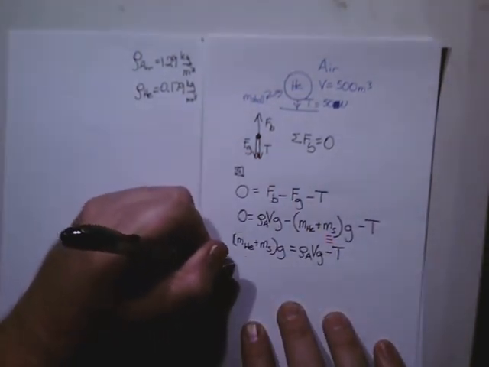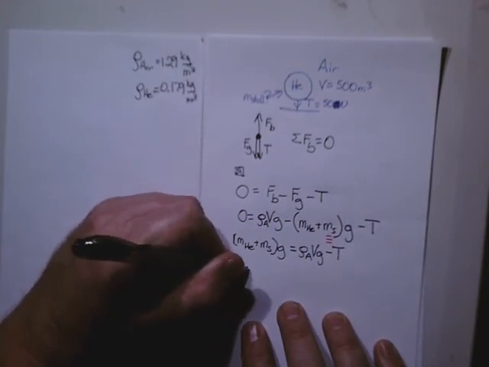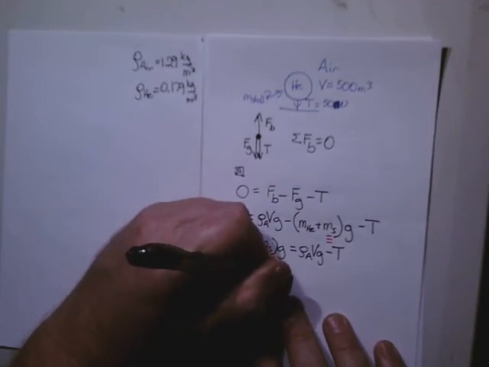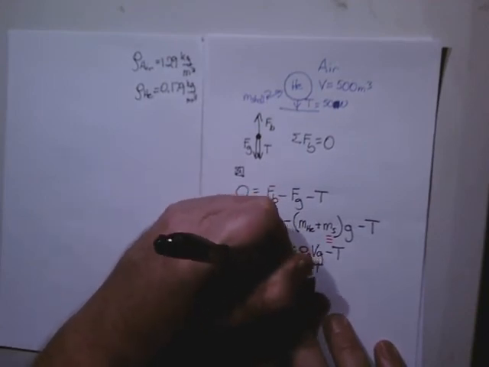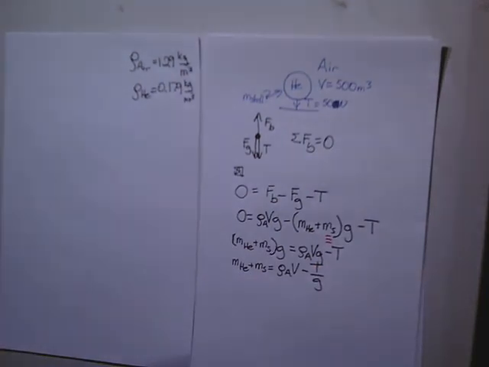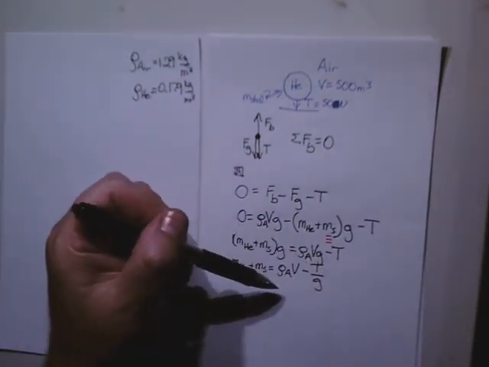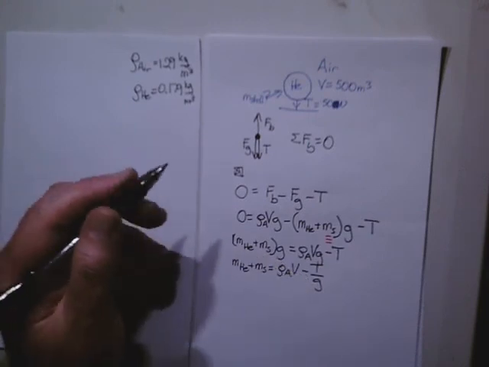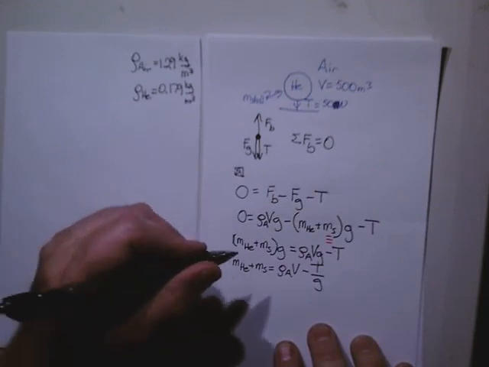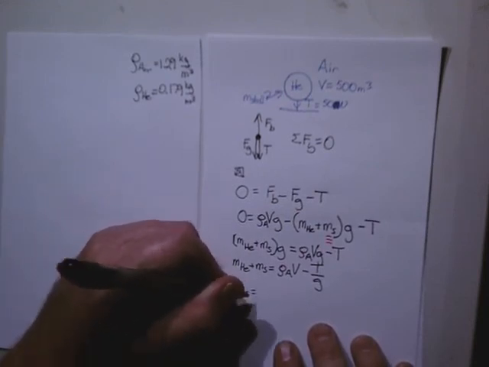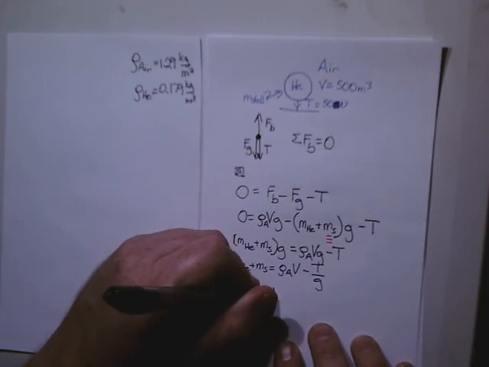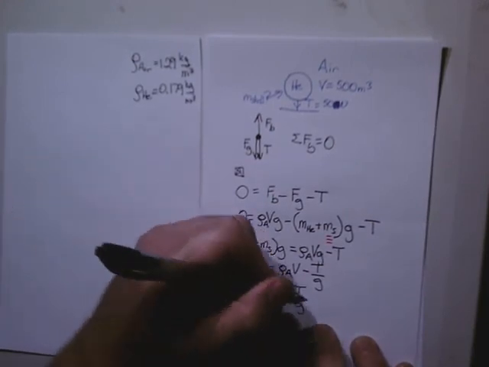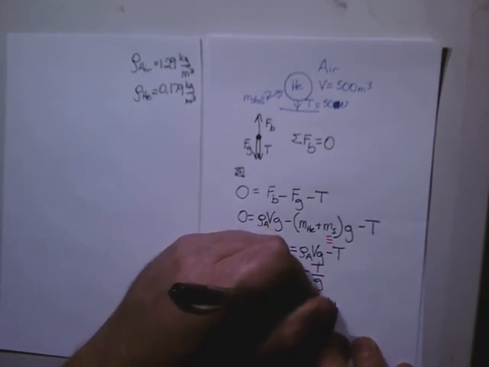Divide both sides by G. Mass of the helium plus mass of the shell equals rho A V minus T over G. When you divide both sides by G, that G will cancel. That T will be divided by G, and you get that. So the mass of the shell is the density of air times volume minus tension divided by gravity minus the mass of helium.